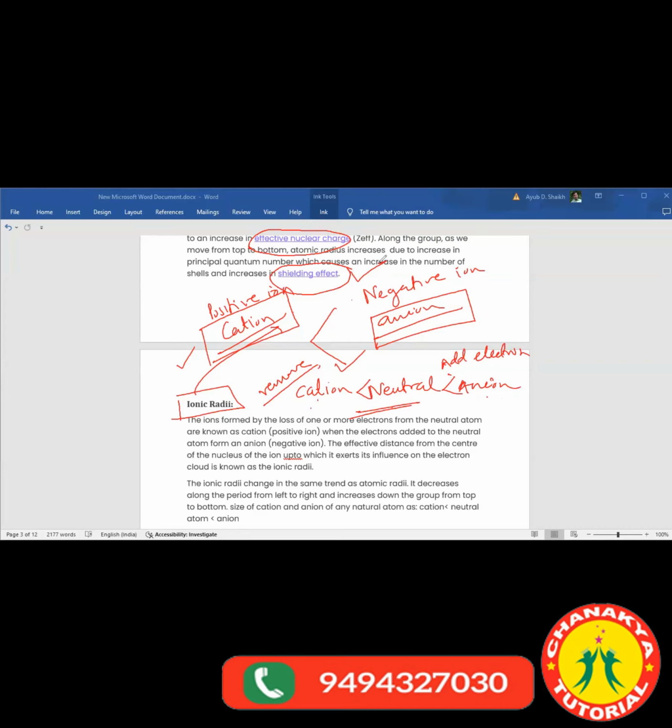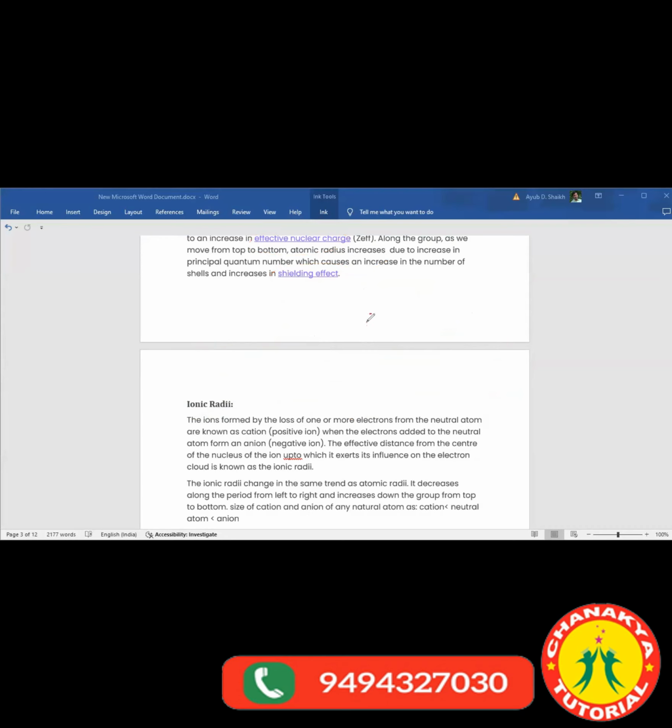Ma'am, can you explain the shielding effect again? Yes, why not. Suppose this is an atom. It has 2 electrons here, 8 electrons here, and here 1 or 2 electrons, whatever it would be. The nucleus has an electropositive charge, which has the capacity to attract electrons towards itself because electrons are negatively charged.